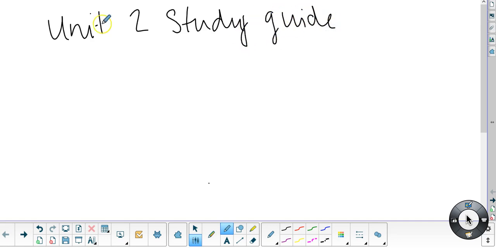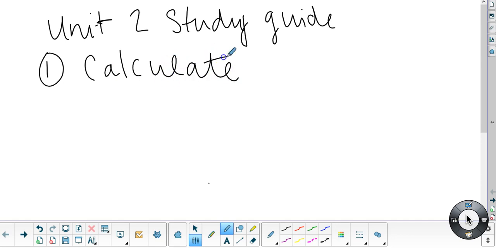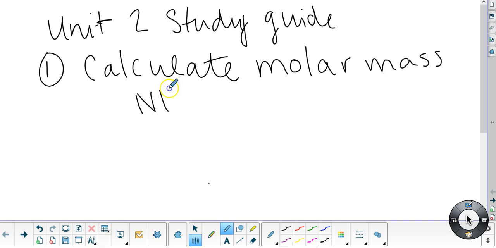So, first thing you need to be able to do is calculate molar mass. How do you calculate molar mass? You need the periodic table. Good. So if I gave you, I think this was one of the examples. So this is letter B on that first step.